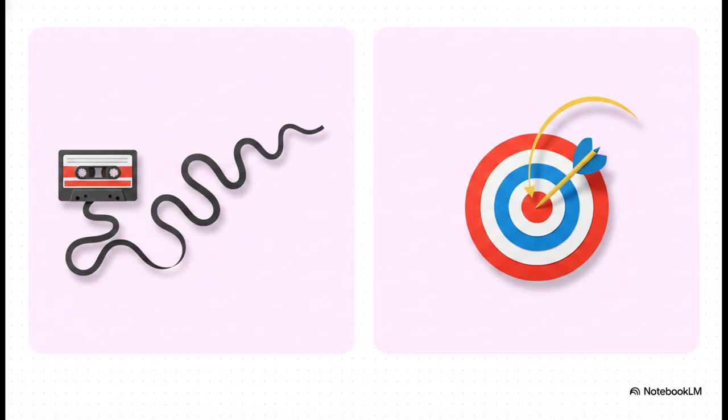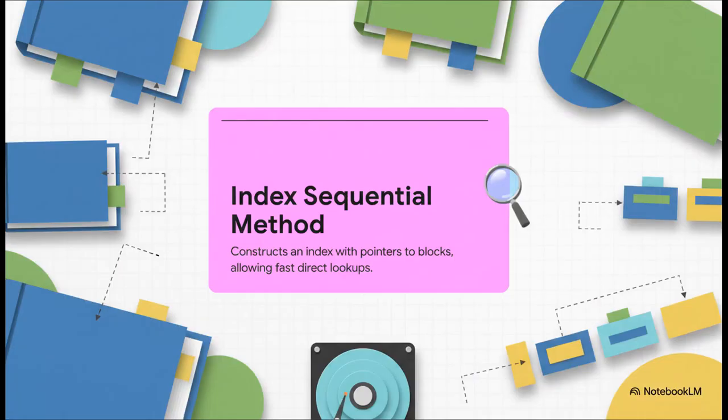Sequential access reads records strictly in order, one by one. It's very much like fast-forwarding a cassette tape to find a specific song. It's simple, sure, but it is incredibly slow for searching. Direct access, on the other hand, allows the system to jump directly to a specific block's address for random access, making it significantly faster. For really large files, modern systems often combine these strategies into the index sequential method.